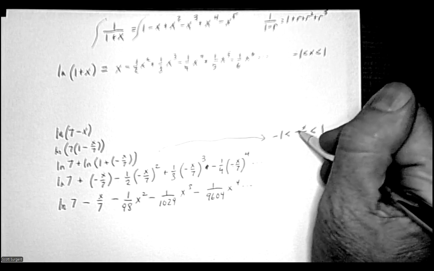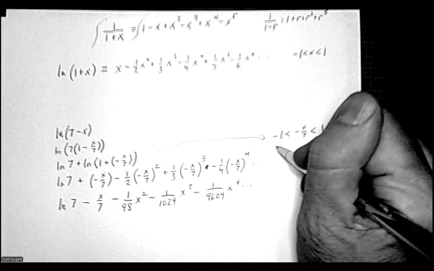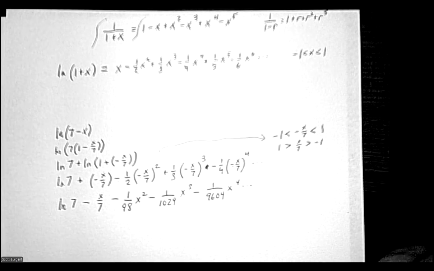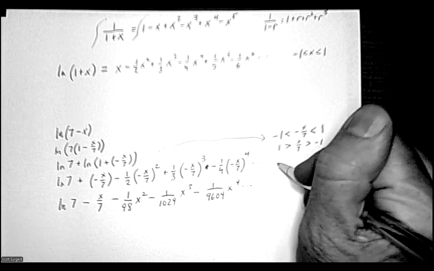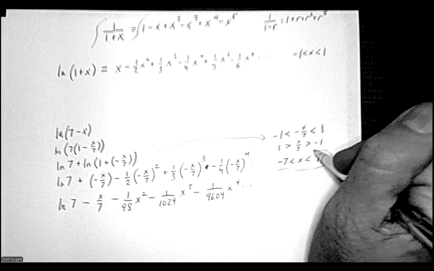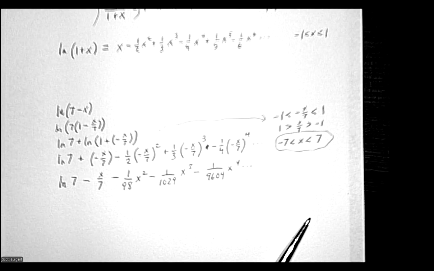Interesting, when I negate all the sides, it reverses the inequality, but it still works out. And if I multiply 3 by 7, actually, I'm just going to write it the traditional way. That should be my interval of convergence. Does that make sense?